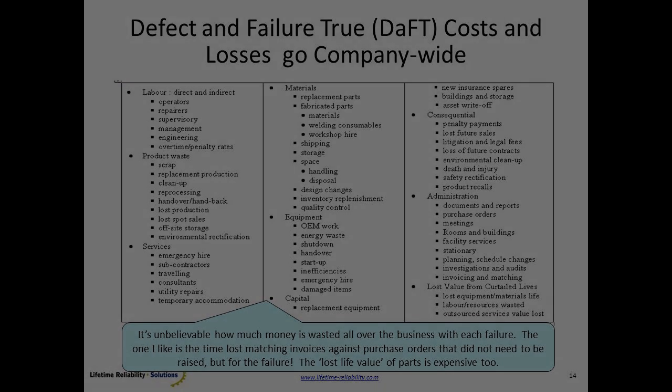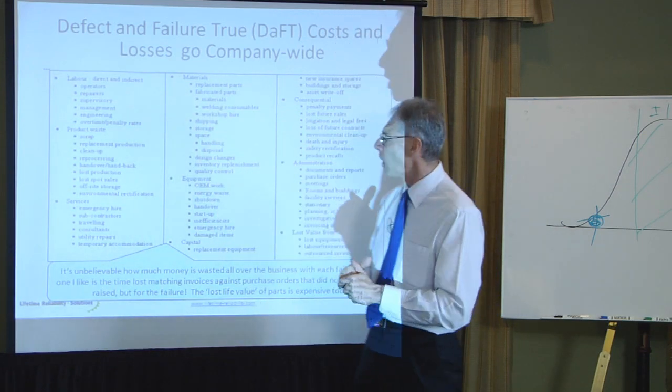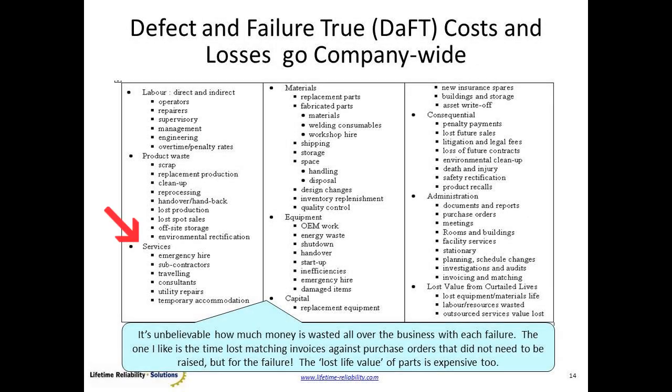When it comes to additional services, I have to get a subcontractor in or get a contract welder to come back on site. I've got to pay subcontractors, pay their travelling. I have to pay for consultants. And you know, these costs arise because once the machine's broken down, I've got to get it working.